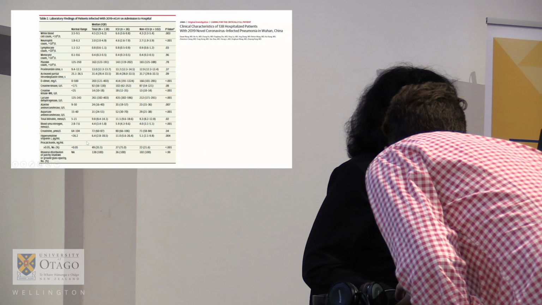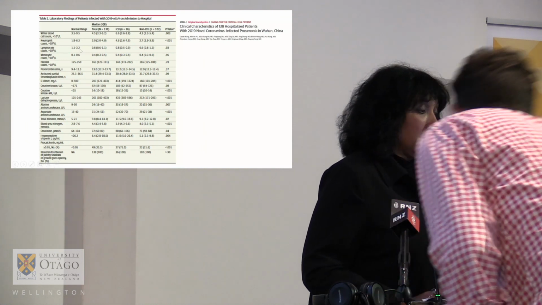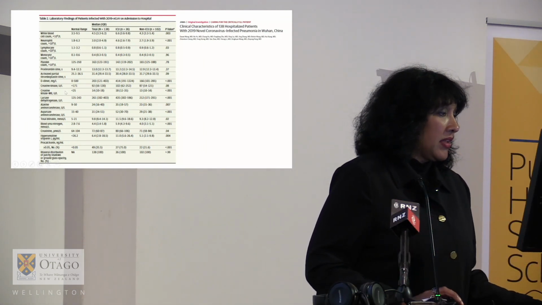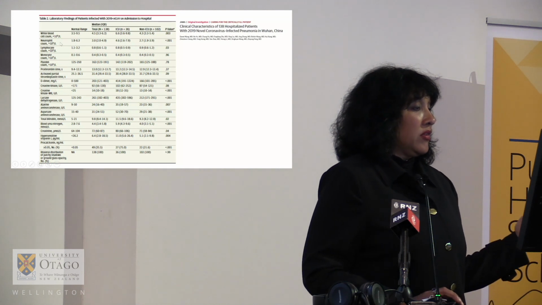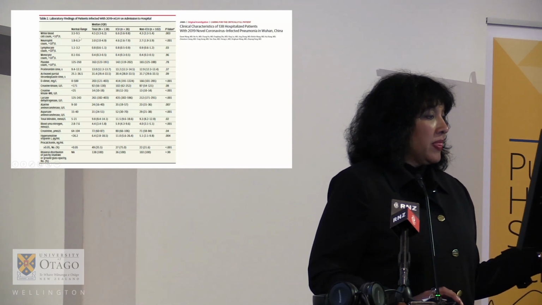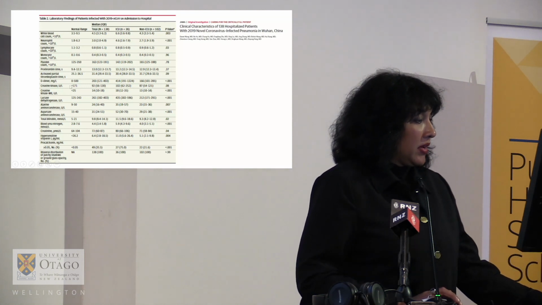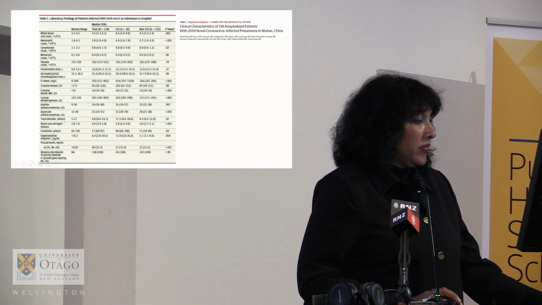And this just shows the pathology results. Basically, they get a neutrophilia, lymphopenia, prolonged prothrombin time. Some of them can get abnormal liver functions, and renal injury has also been documented.